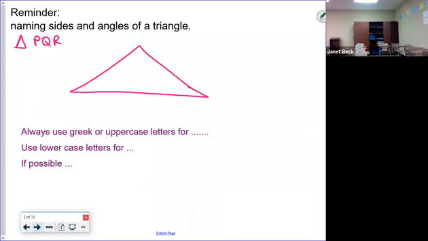Okay, how to name the sides and angles of a triangle. Always use Greek or uppercase letters for angles. Always use lowercase letters for side lengths. That's not optional, okay? If possible, well, it always is possible inside the triangle.